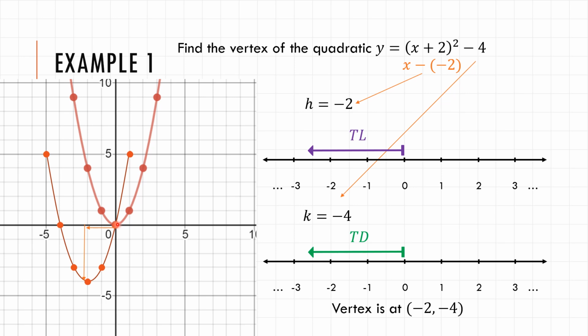Now, if the vertex starts at 0, 0, and it moves left or right by h units, and it moves up or down by k units, that means that the vertex will always be at whatever the value of h is and whatever the value of k is. In this case, -2 and -4 were exactly the values of h and k. So this example confirms our suspicions to be true, that the vertex is always at h, k.